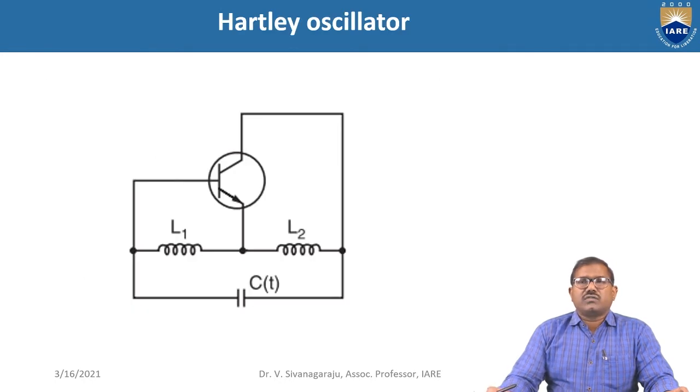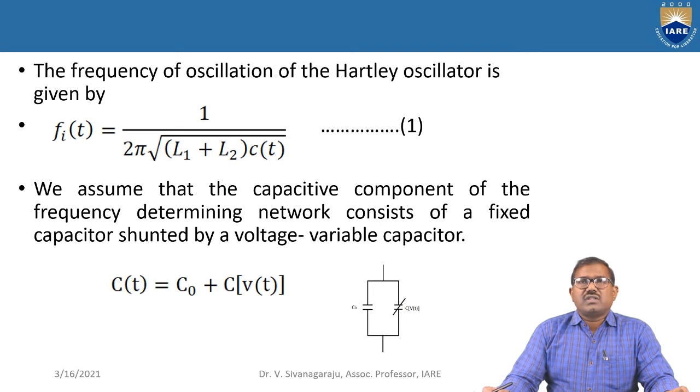This is a Hartley oscillator which is used to produce these oscillations. There is a tank circuit having L1, L2 and C of t, where C of t is the capacitance. The frequency of oscillation of the Hartley oscillator is given by fi of t, which is equal to 1 by 2 pi square root of (L1 plus L2) into C of t.